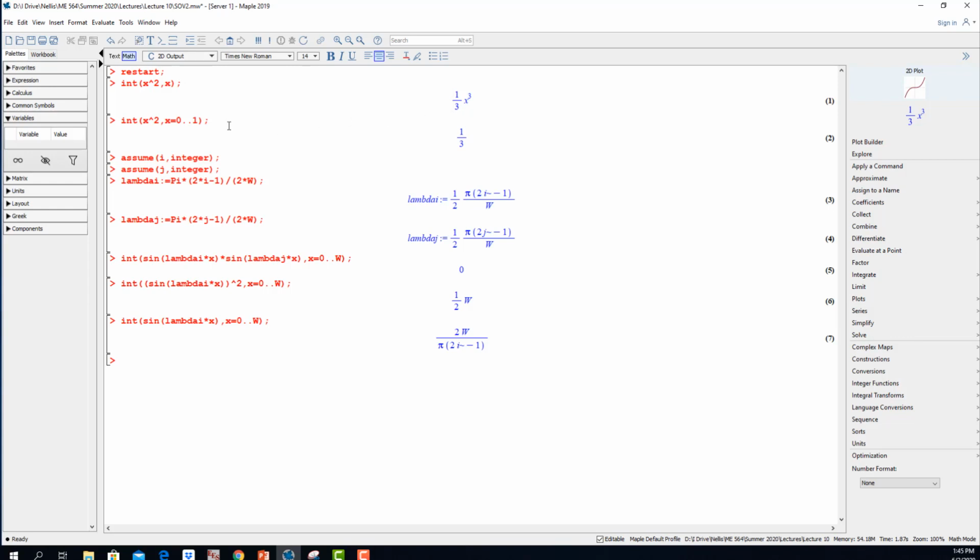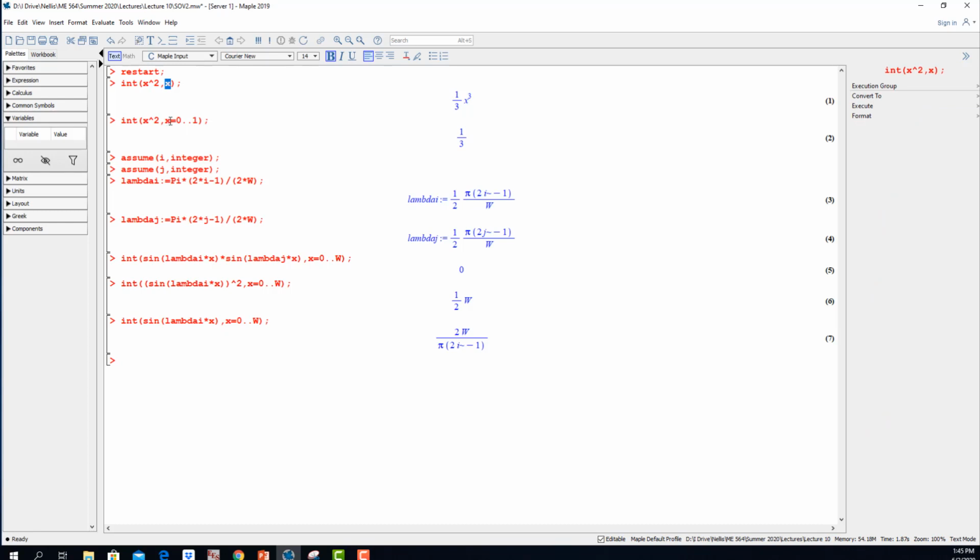And the other thing you can do with the int command is you can put limits on your integrals, right? So if I want to integrate x squared with respect to x between, for example, 0 and 1, so from x equals 0 to x equals 1, with this second argument here, you just follow it by the limits. So x equals 0..1 says go from 0 to 1. And of course, if I do that, then I should get 1/3 x cubed evaluated at 1 minus 1/3 x cubed evaluated at 0, which is 1/3. So that's how you use the int command.